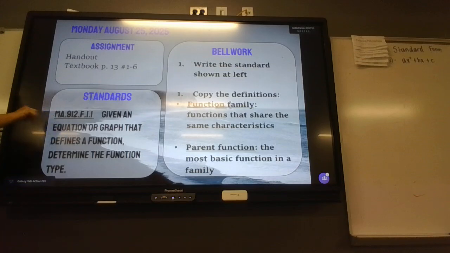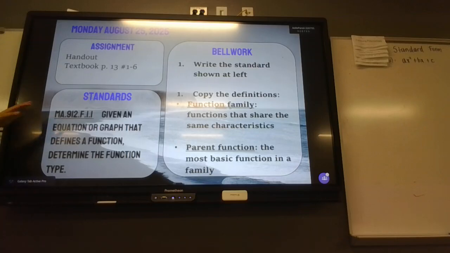And this might just look like a letter code to you, but what this means is mathematics, Functions 1.1. So this code is readable. Given an equation or a graph that defines a function, determine the function type. That's what we're talking about today.